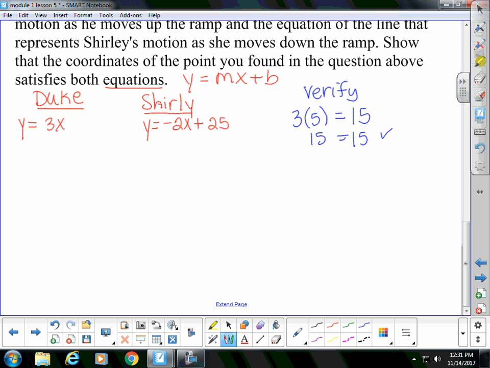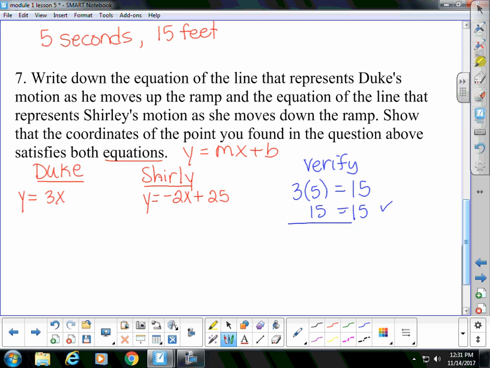And then let's verify for Shirley's equation. Is negative 2 times 5 for x plus 25 equal to 15? Well, that would be negative 10 plus 25. And negative 10 plus 25 is in fact 15. So that works for Shirley's equation also. Okay, so that's verifying that that point works for both equations. And that's exactly what happens when you have a point of intersection. If you found the correct point, it should actually work for both equations.